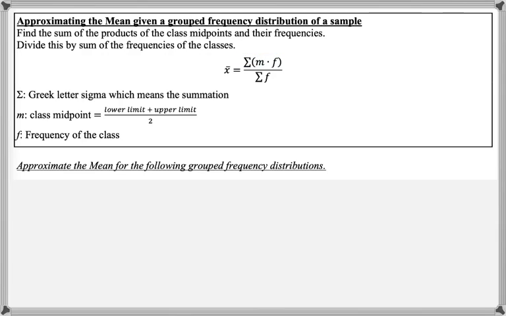So m is the class midpoint, and to find that we want to take the lower limit plus the upper limit and divide by 2. So m times f, and then add those up, and then divide that by the sum of the frequencies.